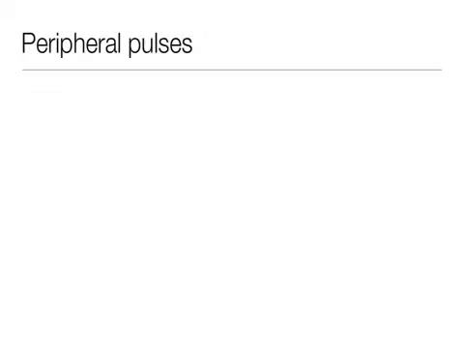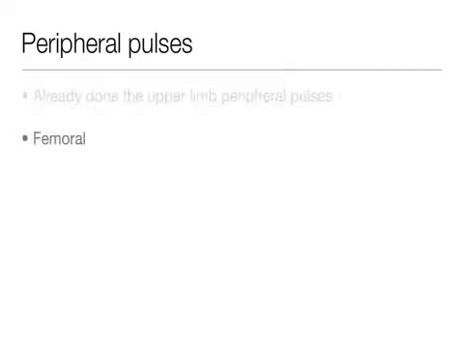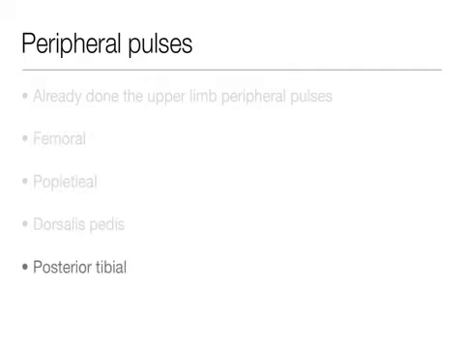After examination of the abdomen, we want to feel for the peripheral pulses. You've already done the upper limb peripheral pulses. We did the radial and we did the brachial. We also felt the central pulse of the carotid. Peripheral pulses, you want to examine the femoral, the popliteal, the dorsalis pedis, and the posterior tibial pulses.